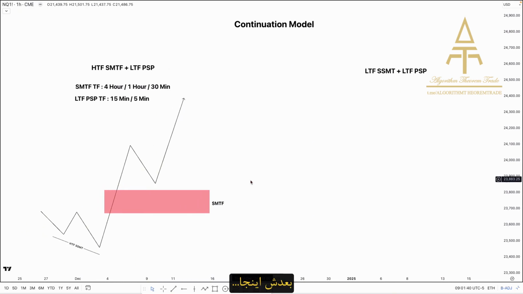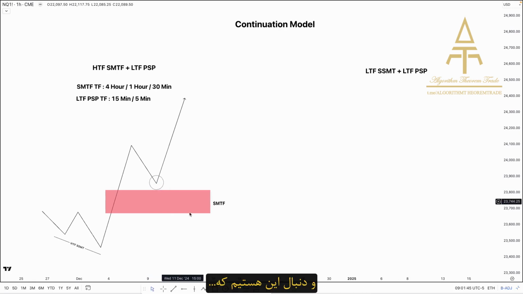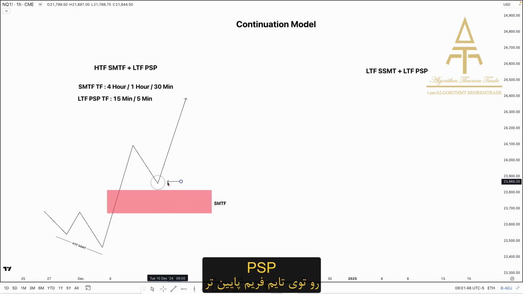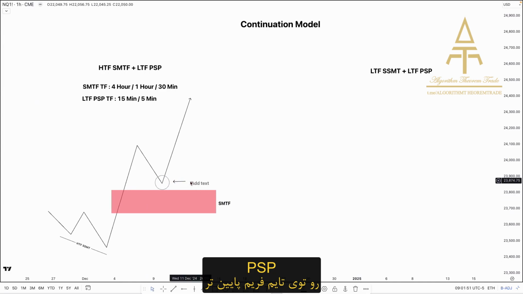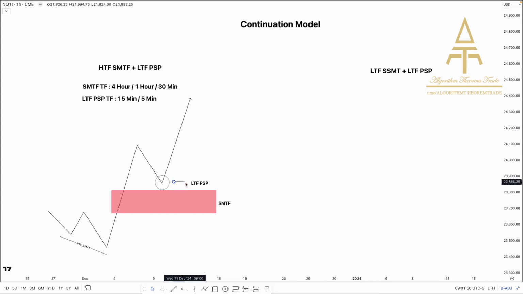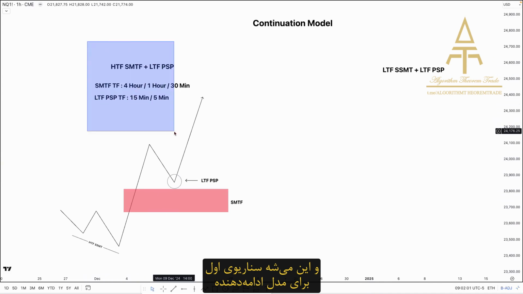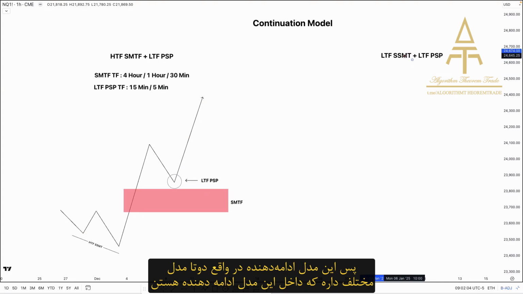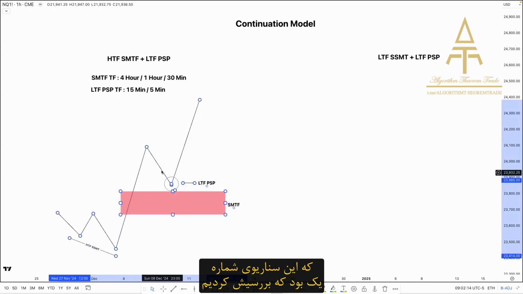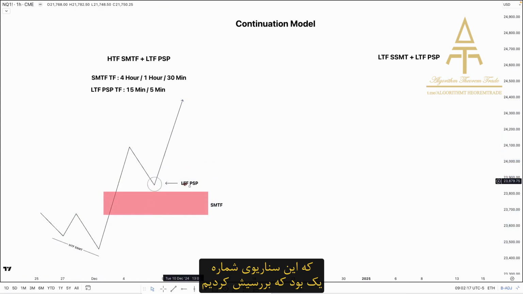Okay, and then within here, we'll be looking for our lower time frame precision swing point. Okay, and this is the first scenario we'll be looking for a continuation. So this continuation model is essentially two different models within the continuation model. So this is scenario number 1 that we'll be looking for.